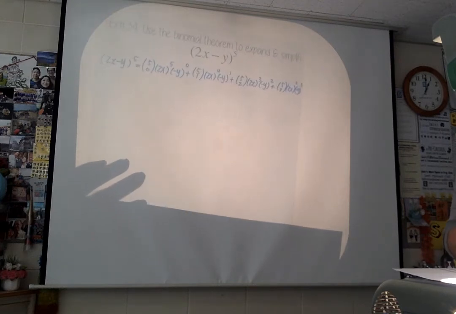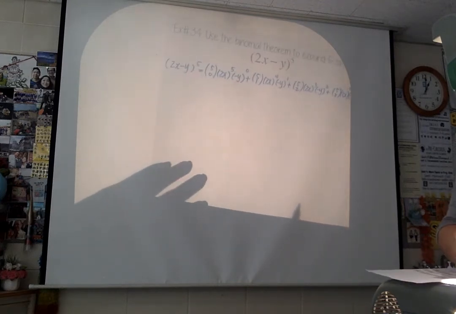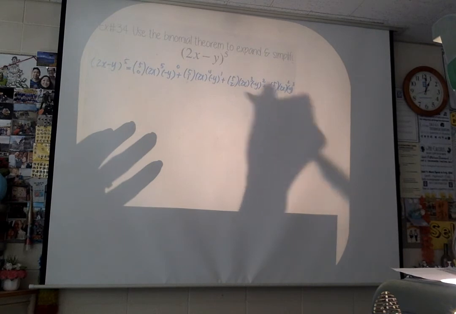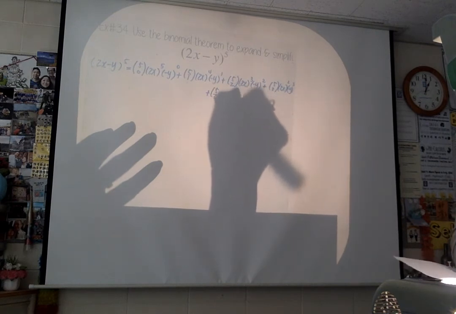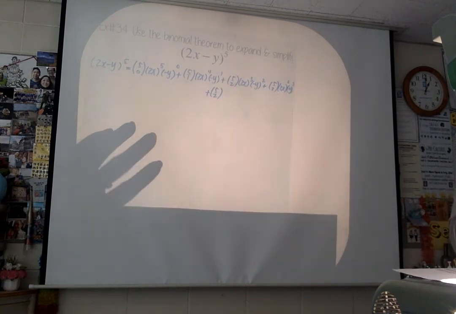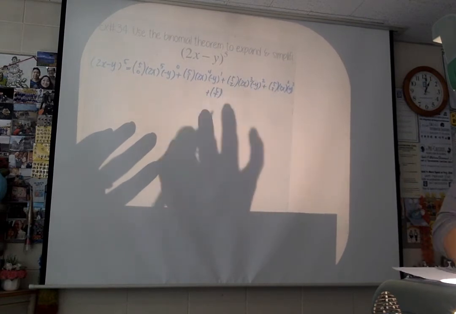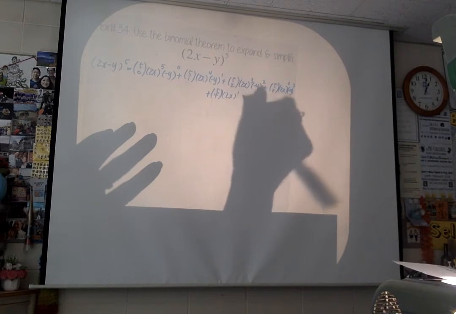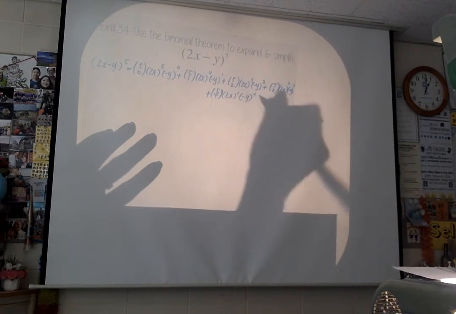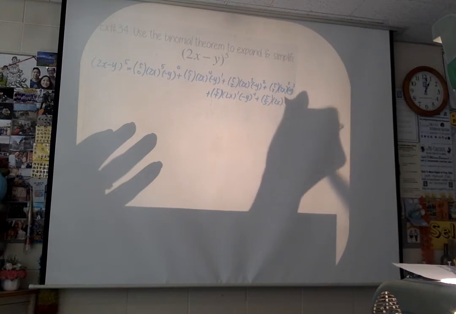Okay, sorry it doesn't all fit. Maybe I'll slide it over. No, sorry it doesn't fit, guys. I'm going to write on the bottom here. Plus 5 choose 4, 2x to the 1, negative y to the 4th. Plus 5 choose 5, 2x to the 0, negative y to the 5th.